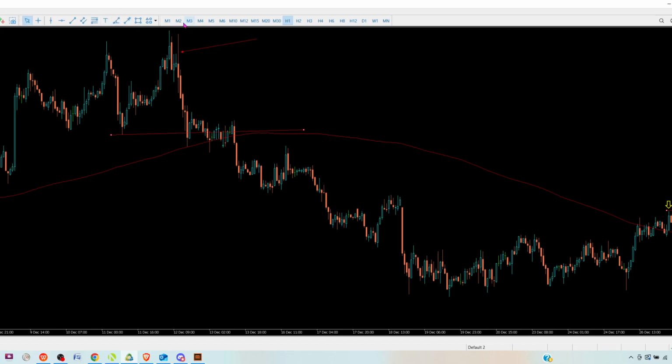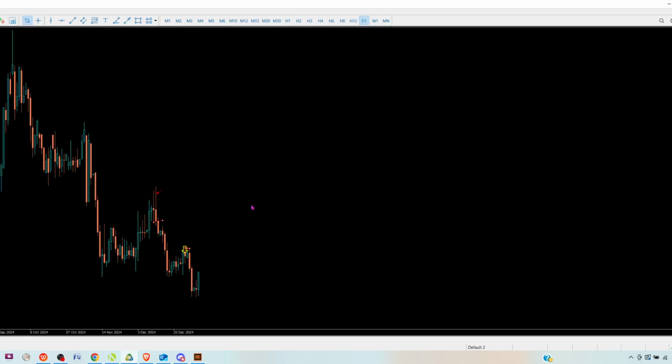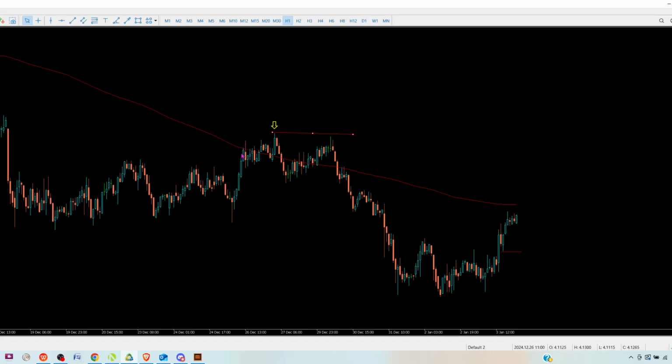So let's zoom out again. There's that arrow I drew, right? So price has been going up, and then we have that 200 period moving average down on the shorter time frame. So price was running up. It came up here, took out this moving average.